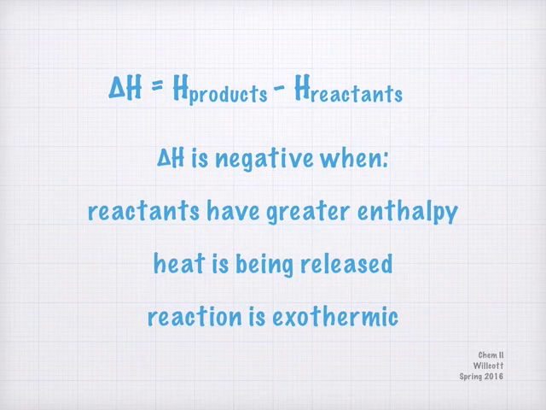Okay, and we could obviously have the opposite case. We could have a negative delta H, and that would mean that reactants have the greater enthalpy. That would mean that heat is being released, and that would mean that our reaction is exothermic.